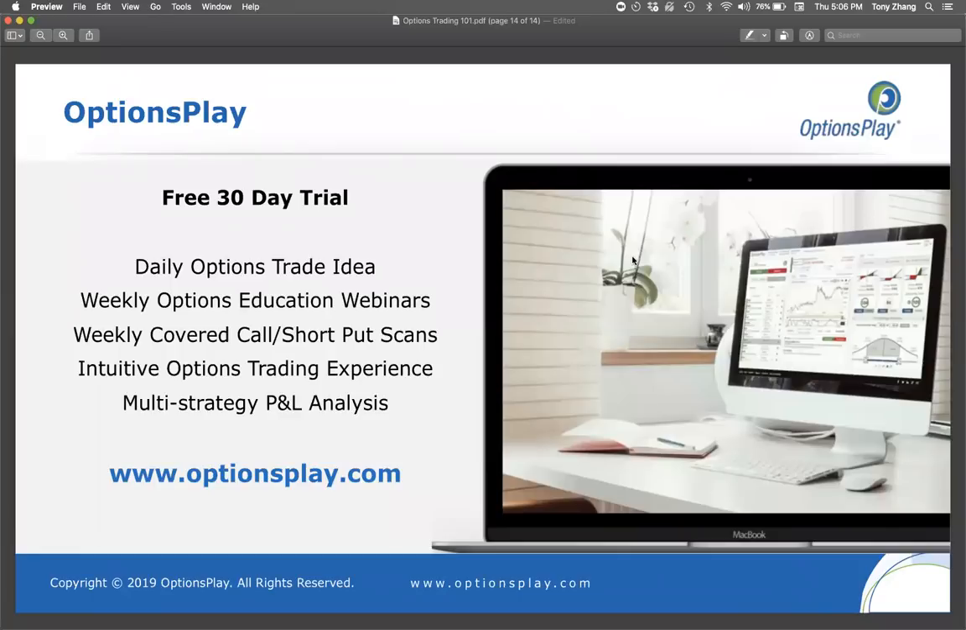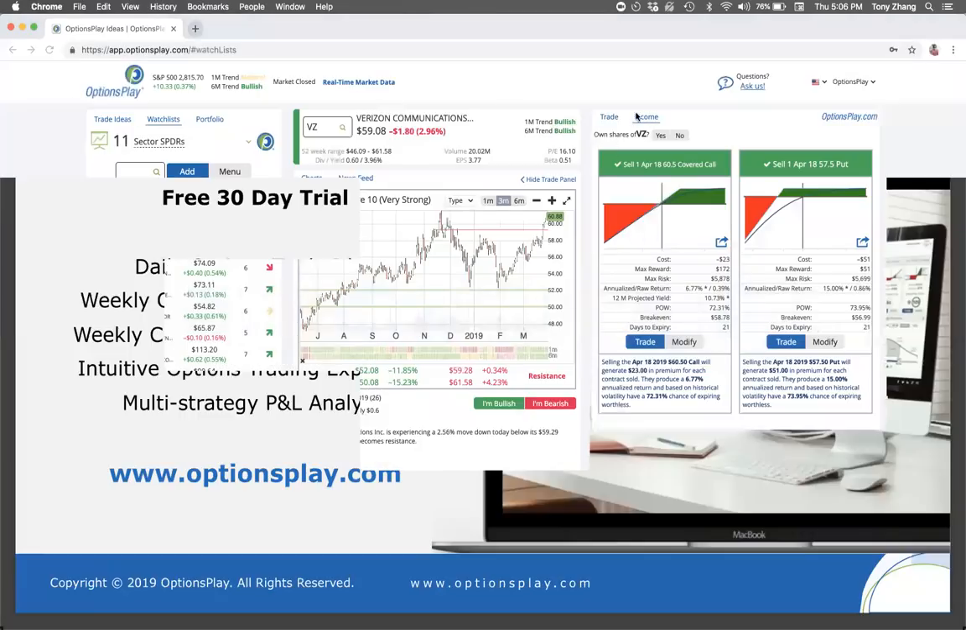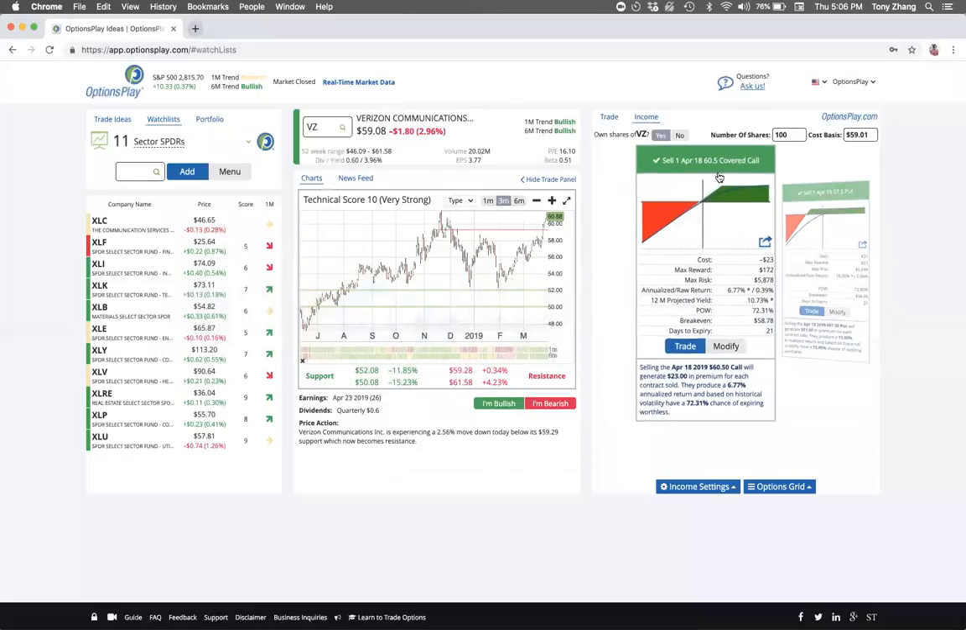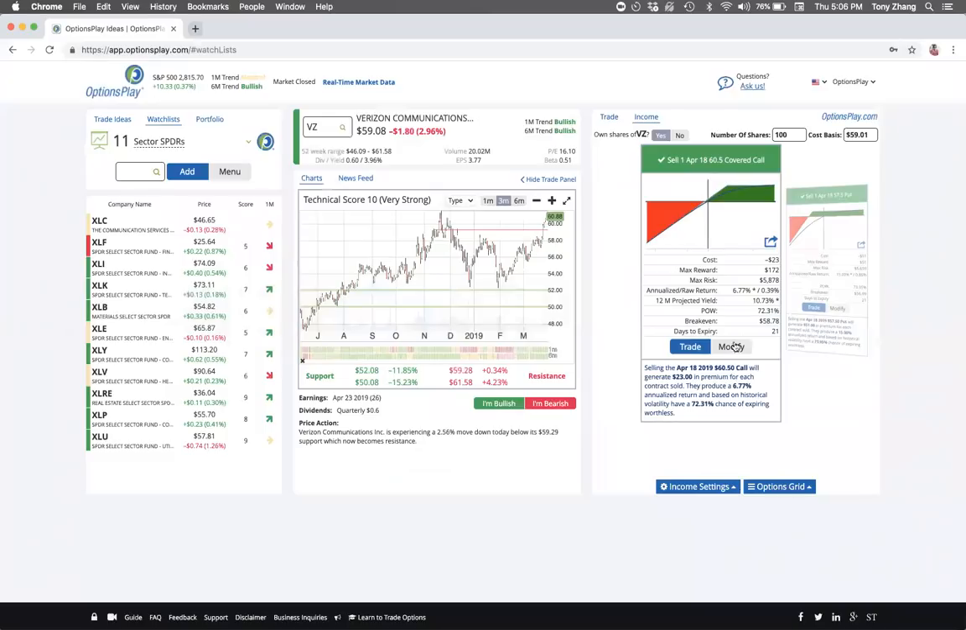Is there a stat on options play that shows the probability of a stock hitting a particular price? So that's what the probability of expiring worthless indicator on the income panel does. When you choose an expiration date and a strike price, it'll tell you the probability of expiring worthless, and you can use the inverse of that to tell you the probability of hitting that price.